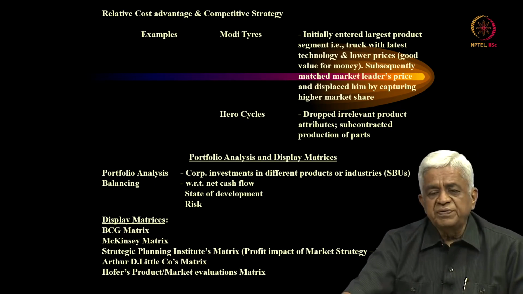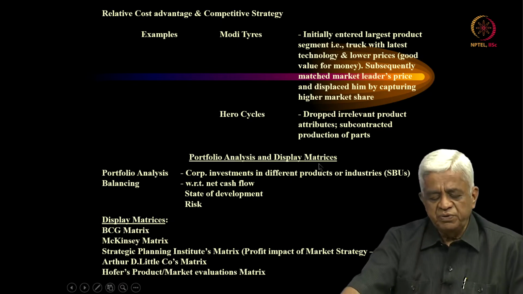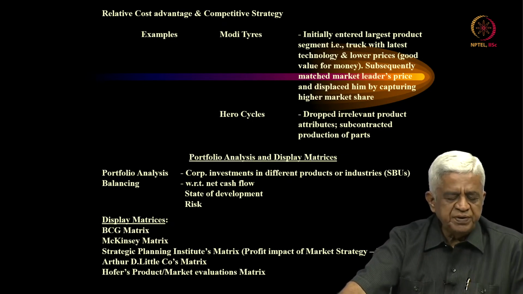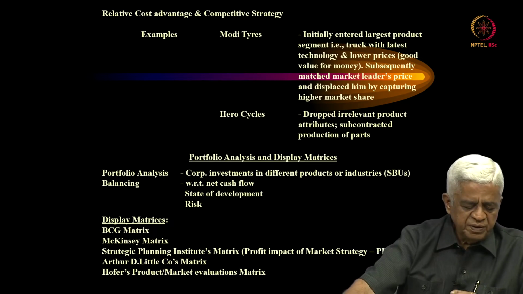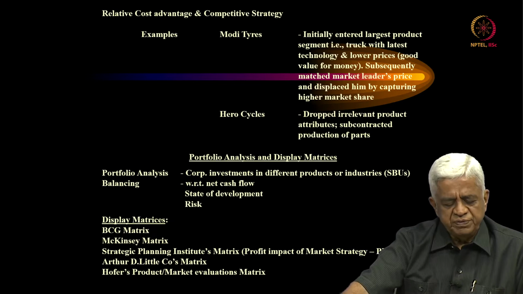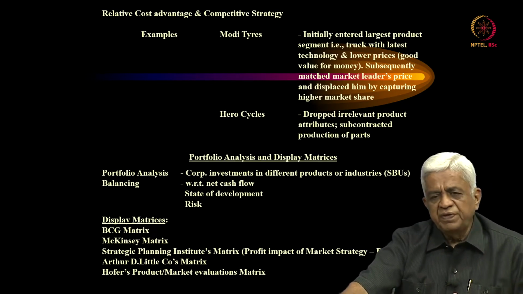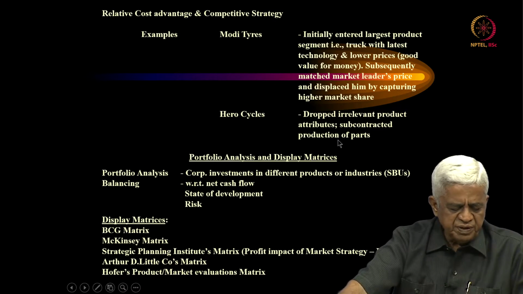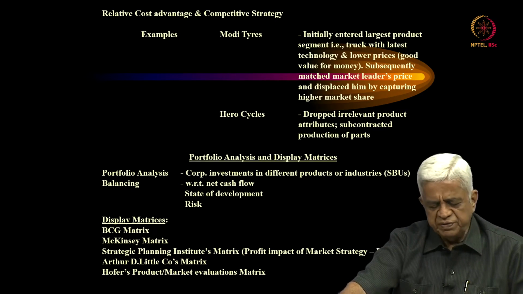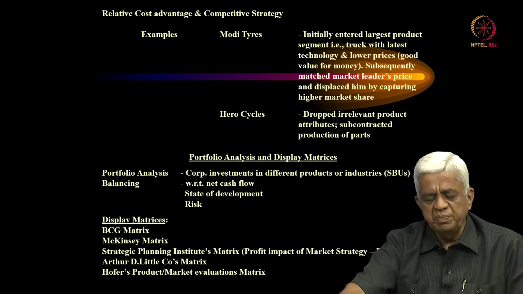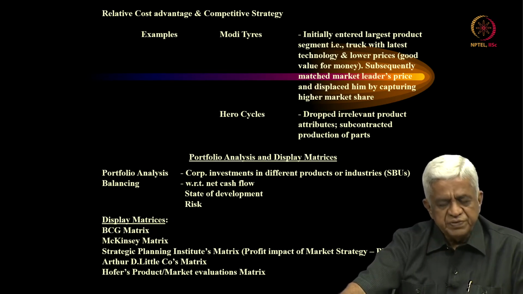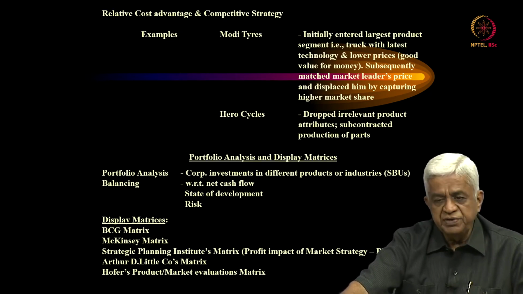In order to do all these portfolios, that is analysis of these portfolios, we make use of what are called the display matrices. We will be discussing in the coming classes some 5 display matrices. One is the BCG matrix, second is the GE matrix or the McKinsey matrix. The third is the Strategic Planning Institute's matrix, that is the profit impact of market strategy, PIMS. The fourth is the Arthur D. Little Companies matrix. The fifth is the Hofer's product or the market evaluation matrix.